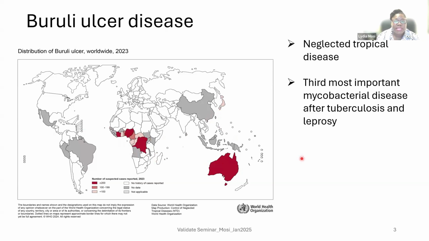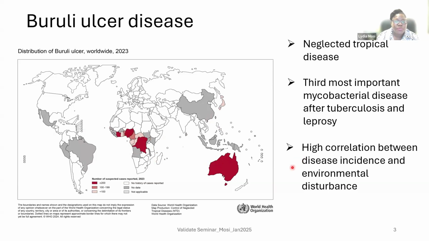Currently, it is considered the 3rd most important mycobacterial disease after tuberculosis and leprosy. And it's been shown through several studies that there's a high correlation between where the disease occurs and some sort of environmental disturbance, such as turnover of soil or flooding.